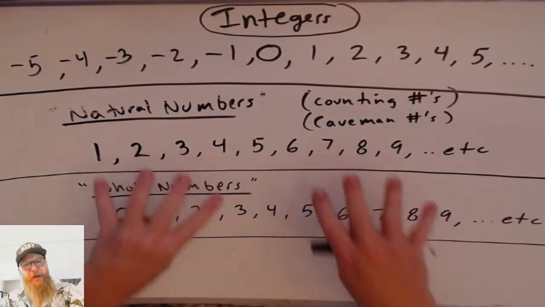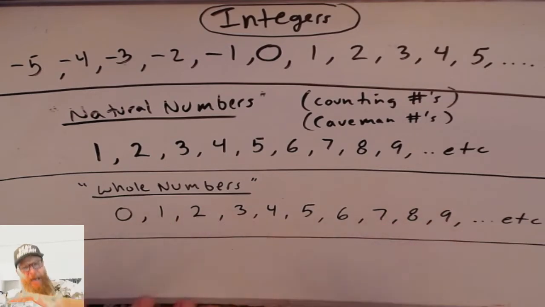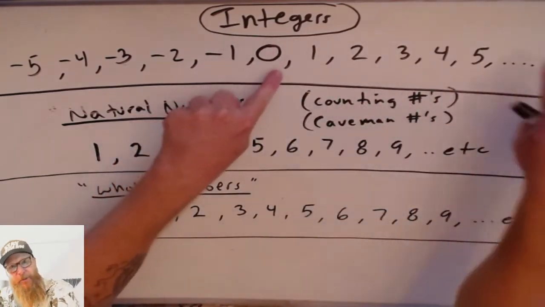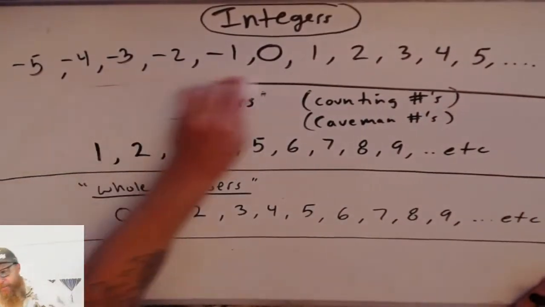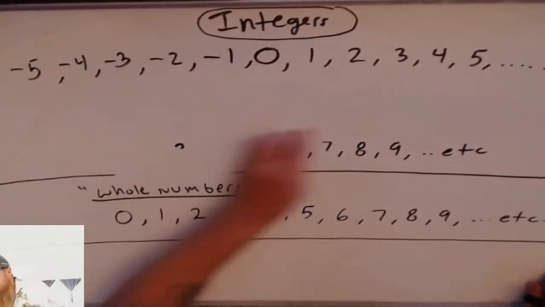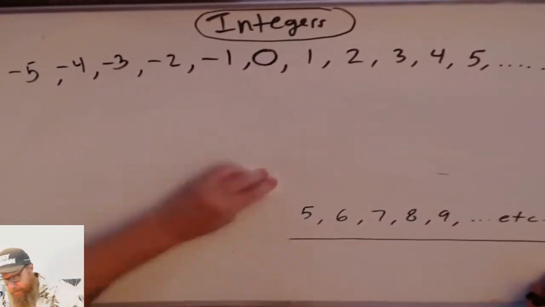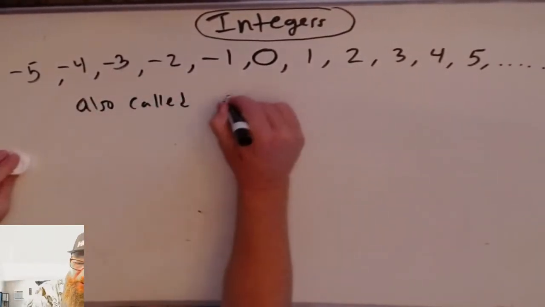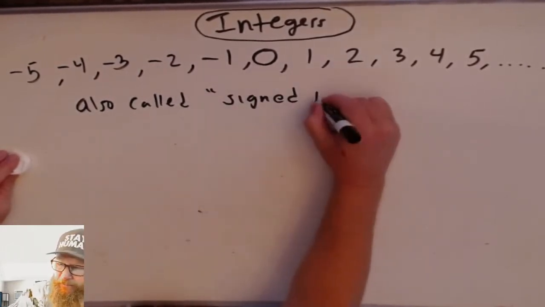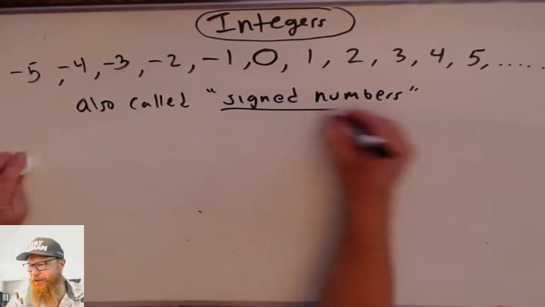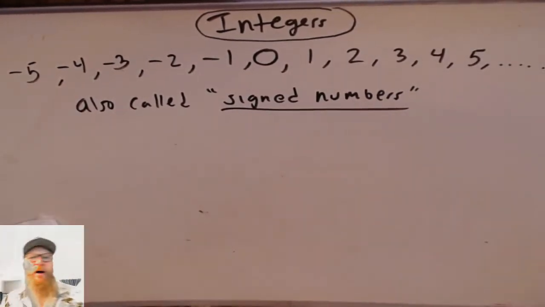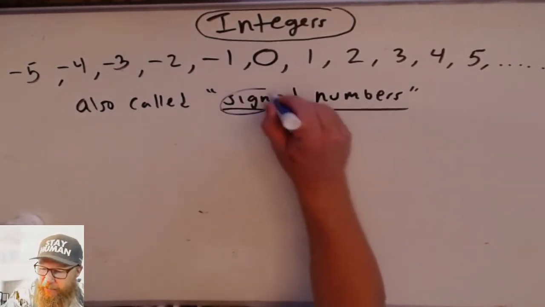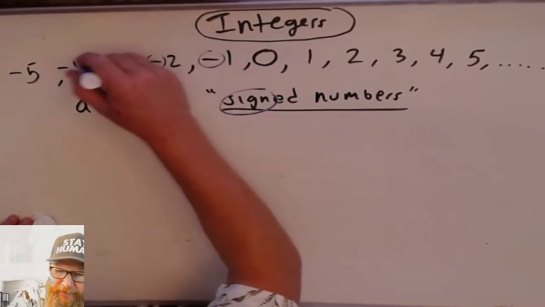So every natural number is a whole number. Every whole number is an integer. So all the whole numbers are also part of the integers. Another name for integers is the signed numbers. Again, that's a term that you might see or hear or come across in a problem, or refer to them as signed numbers. Sign comes from either a plus or a minus sign.